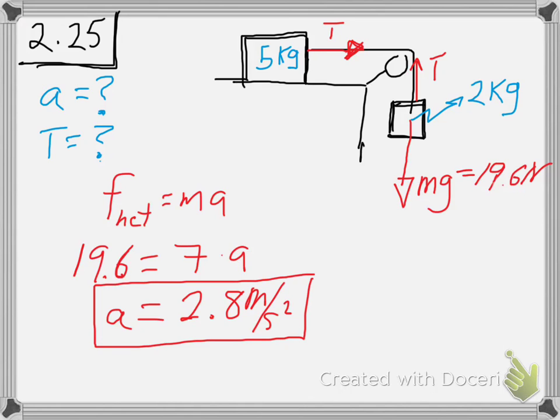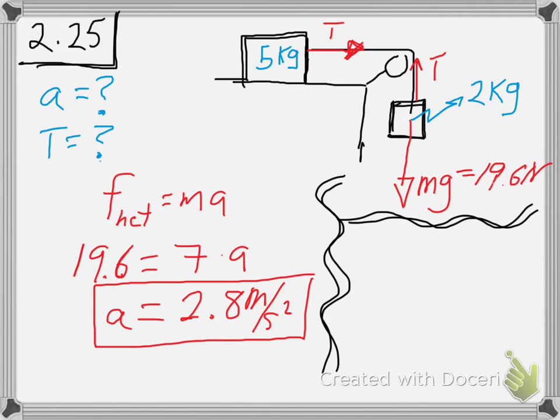Now go ahead and use the method that we used previously in one of the earlier example problems to figure out what the tension in the string will be. So to find the tension in the string, you look at one of the masses individually, and I'll usually choose to look at the mass that only has one force acting on it. In this case, it's the 5 kilogram mass.